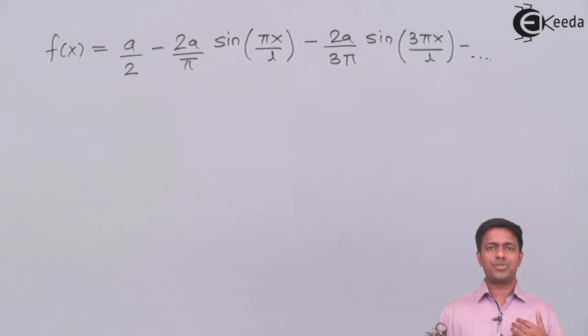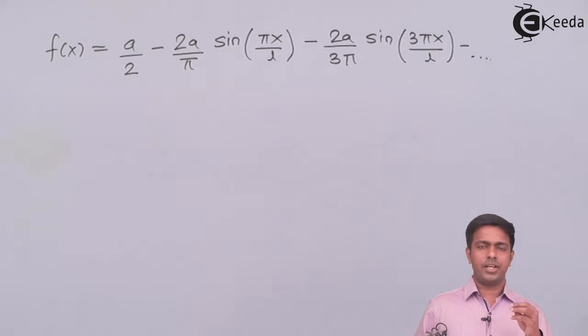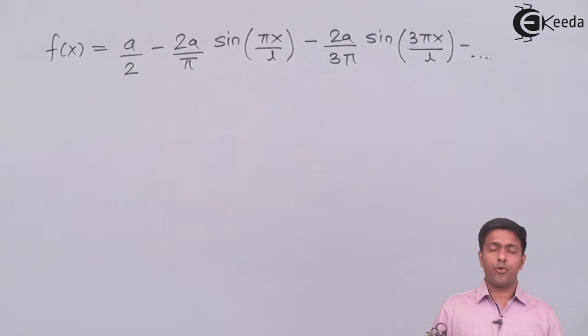So I'm sure that you understood how I used the different values of n and I got the complex form of Fourier series.